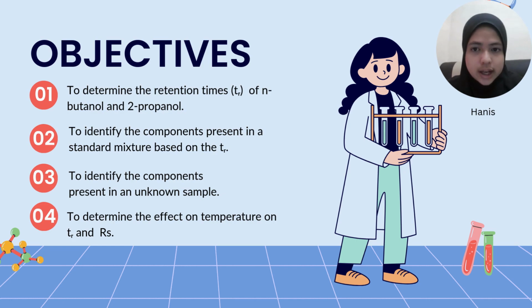In this experiment, we have 4 objectives. The first one is to determine the retention time (TR) of N-butanol and 2-propanol. The second one is to identify the components present in a standard mixture based on TR, which is retention time. The third one is to identify the components present in an unknown sample. And the last one is to determine the effect of temperature on TR and RS.